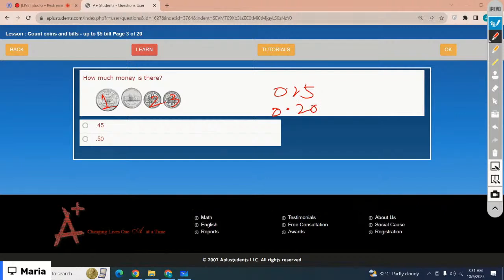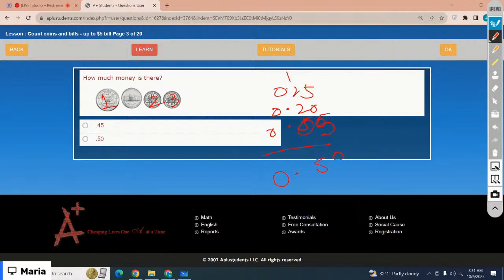Then the last one is a nickel. You can add the nickel by fives, so you need to add 0.05. You have to count them by 5. So 5 plus 5 is 10, 0, 1 carry. 2 and 2, 4 and 1, 5. So that means when you add them, it makes 0.50. So the correct option is 0.50.